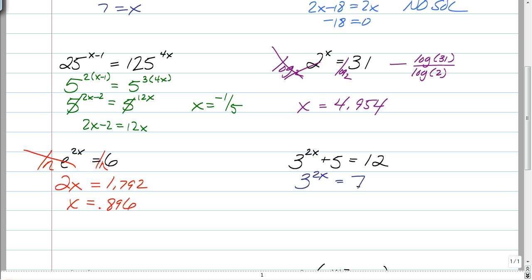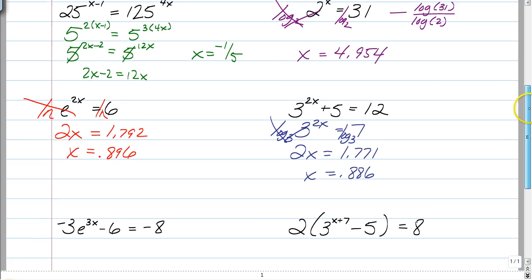Just like the problem right above it. To get the 2x by itself, you need to get this to go away, so you need to log base 3 both sides. So that's going to give you, cancel, cancel, 2x is equal to log base 3 of 7, which in the calculator using the change of base formula is approximately 1.771. Divide both sides by 2 to get x by itself, and you're going to get 0.886. All right? So that's another one of those style of questions.